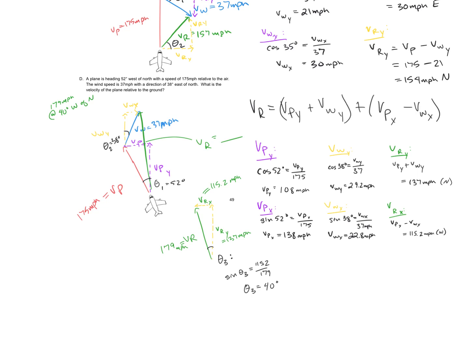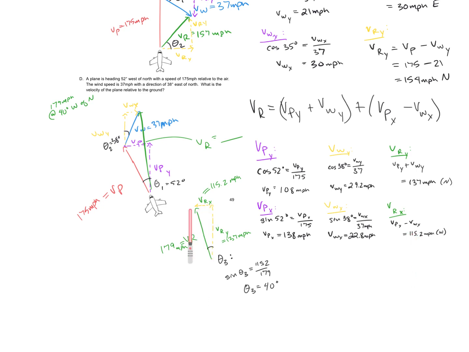Then finally, the resultant vector is the sum of all of these components together. In the y direction, it is two things added together. In the x direction, it is the plane's x component minus the wind's x component. And so the velocity of the resultant vector in the y direction is 137 miles an hour. So I broke this into its own components, and now my final resultant vector also has components. The resultant y component is 137 miles an hour. The resultant x component is 115.2 miles per hour.